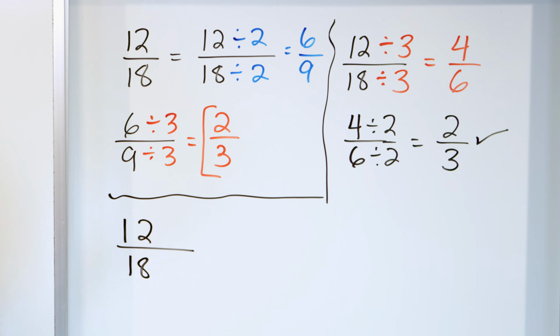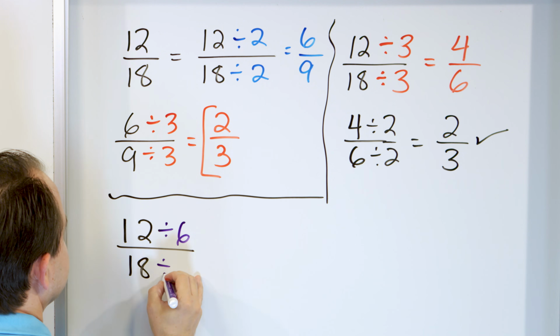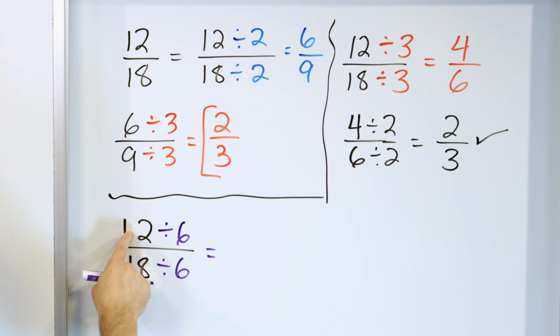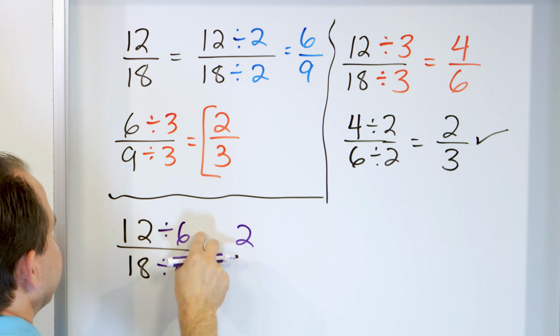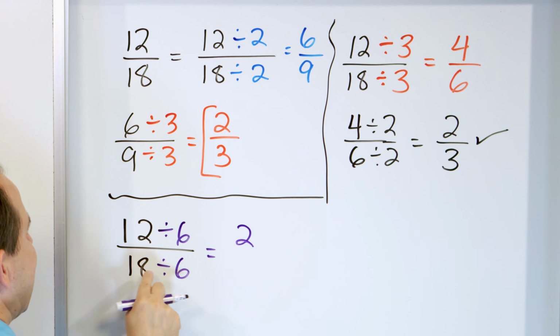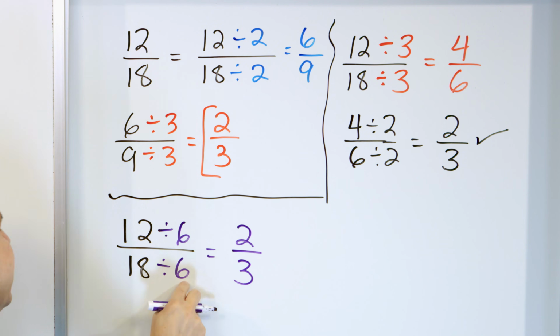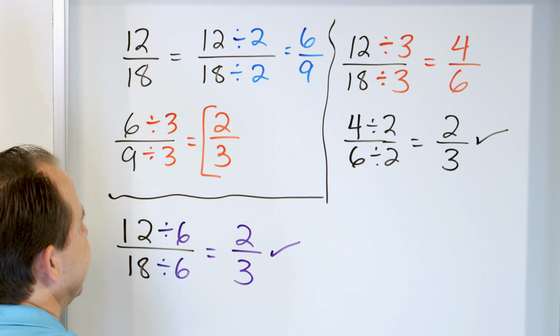What else can I divide by? What is the biggest number I can divide by? The biggest number I can think of is 6. Right? 12 divided by 6 is 2, because 2 times 6 is 12. And 18 divided by 6 is 3, because 3 times 6 is 18. This, again, is the same answer.